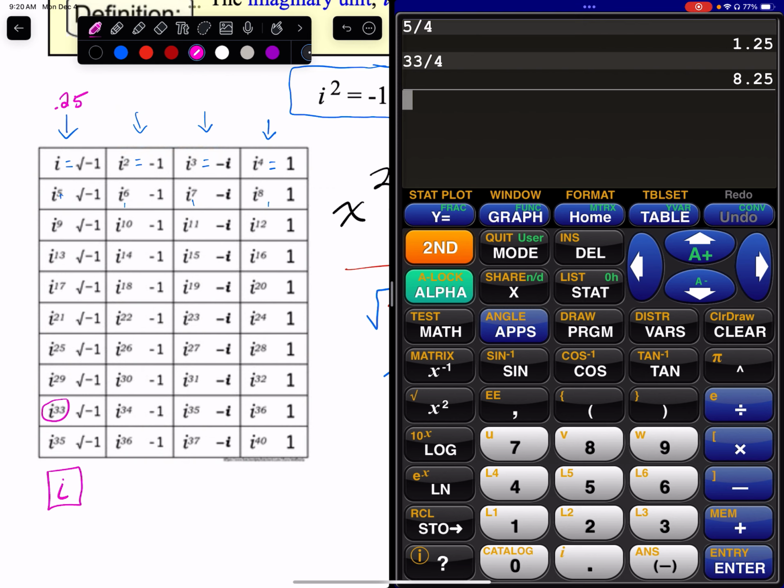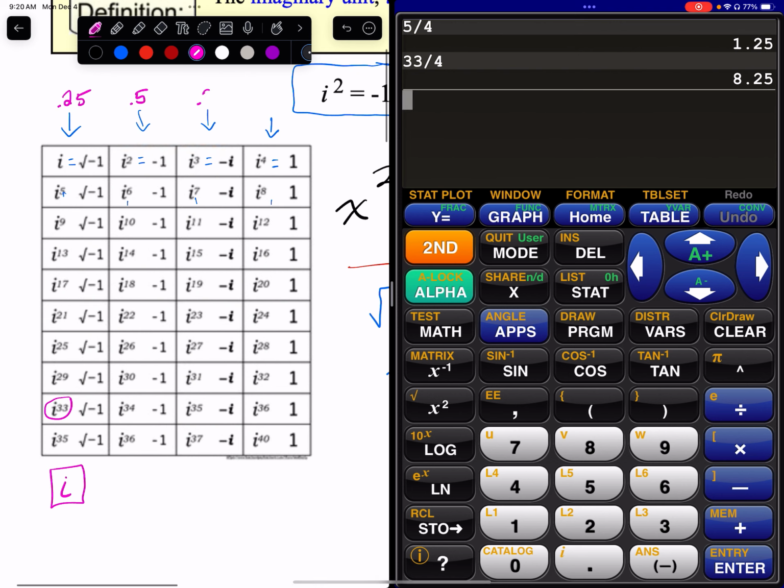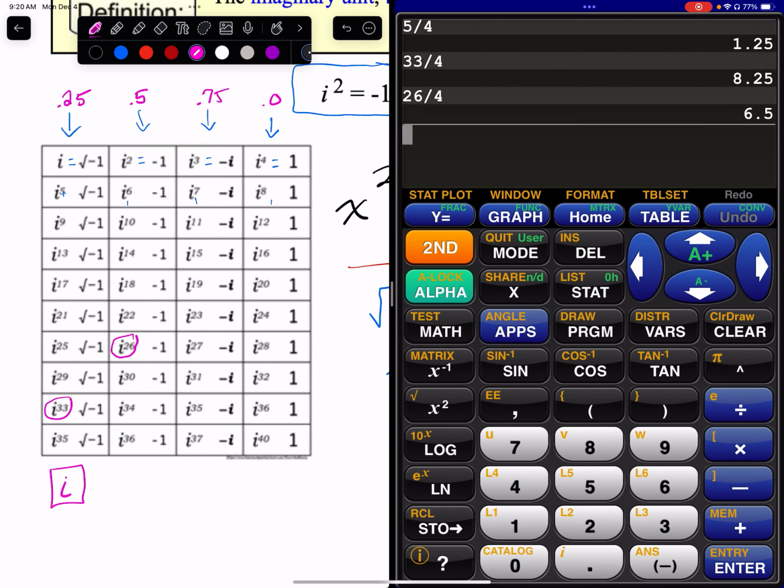And if I look at this next column here, I'm going to get 0.5, here I'm going to get 0.75, and here I'm going to get 0.0, meaning it'll divide in equally. For example, let's try i to the 26th power. If I do 26 divided by 4, I'm going to get 0.5 as a decimal. So what is that? Well, that is just -1. So anything with i to a power that, when you divide by 4, leaves you with a decimal of 0.5, you're going to get a value of -1.